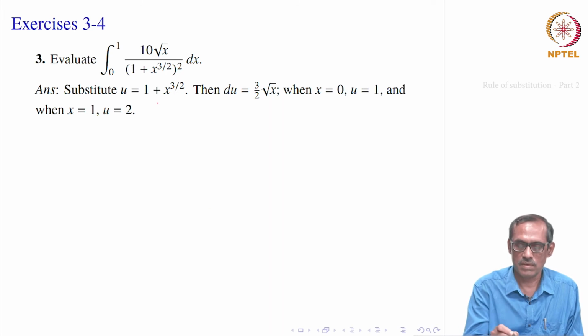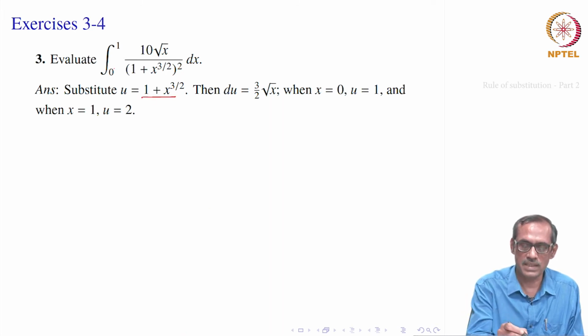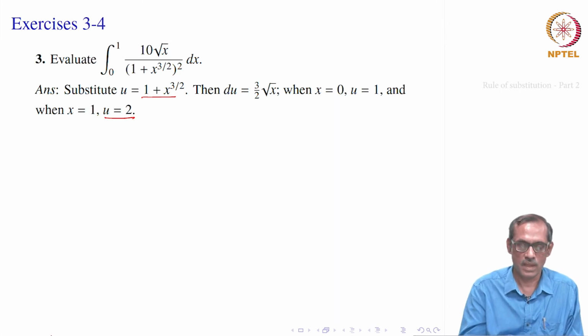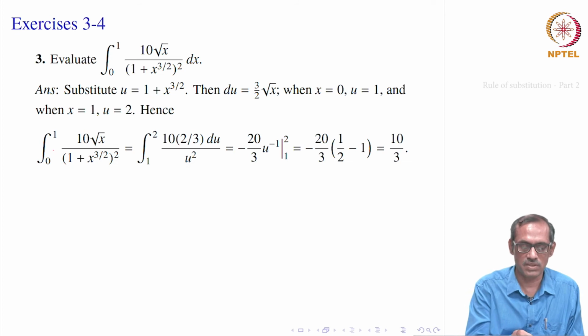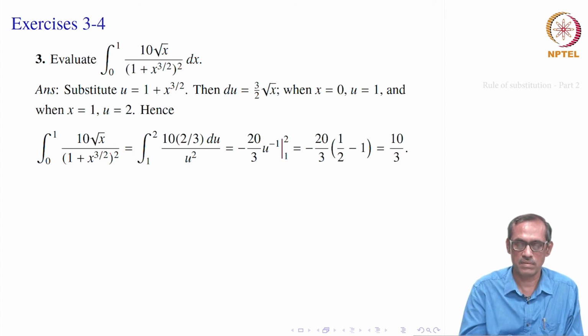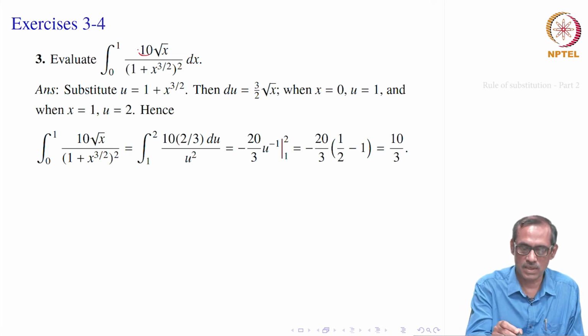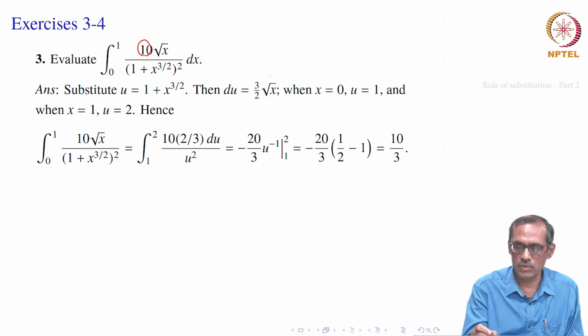When x equal to 0, substituting x equal to 0, u becomes 1, and when x equal to 1, again substituting, we get u equal to 2. Therefore, the integral can be written as the integral from 0 to 1 of 10 root x by 1 plus x to the power 3 by 2, whole square, equal to 10, that constant is there, and then 3 by 2 root x.